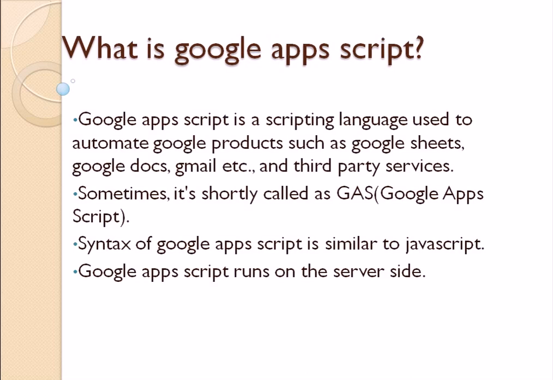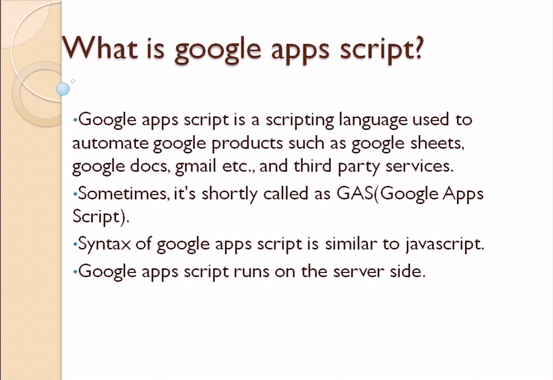Google Apps Script is a scripting language used to automate Google products such as Google Sheets, Google Docs, Gmail and other third-party services. Sometimes Google Apps Script is also shortly called GAS. The syntax of Google Apps Script is similar to JavaScript. So if you're already familiar with JavaScript, then the syntax and the programming structure almost look similar to Google Apps Script, and learning would be very easy.